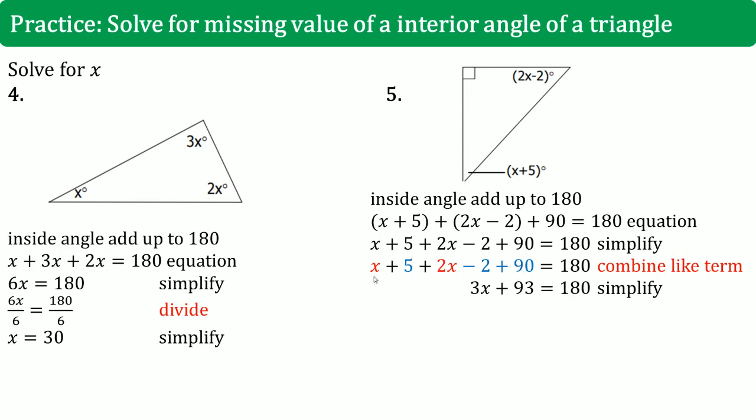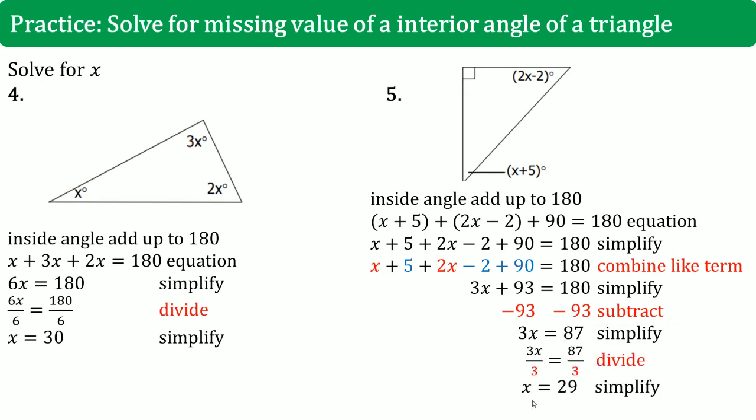Okay, just be very careful with your combining like terms. That's why I color coded, so you can see it much better. Subtract 93 from both sides, you get 3x is equal to 87. Then we divide by 3 on both sides to solve for x. We get x is equal to 29. This is a typical problem for you to be able to do.